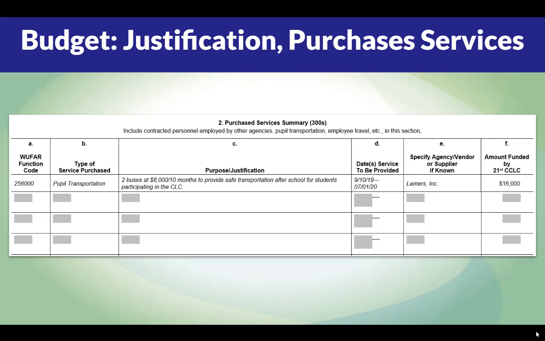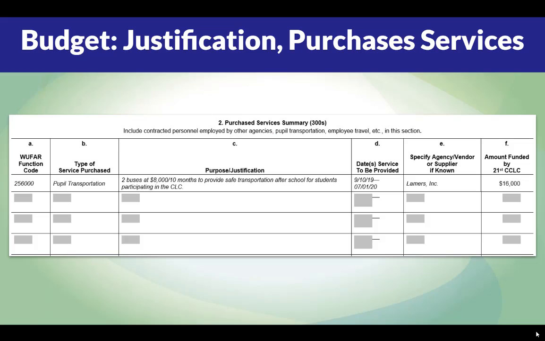The WUFAR function code column, A, is again not required, but completing it may help you with the budget summary later. In the second column, B, type of service purchased, provide the general purchase category, such as pupil transportation, personal services, which are support services performed by individuals who are not CLC employees or other public or private entities with specialized skills and knowledge, employee travel for professional development, etc.